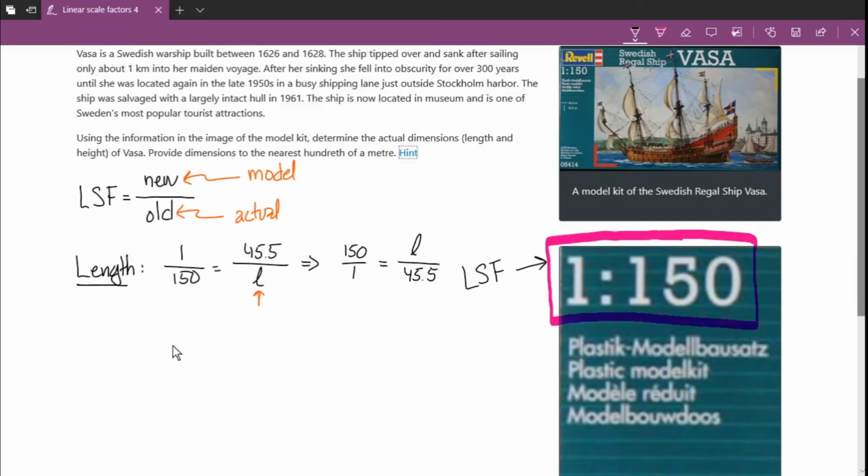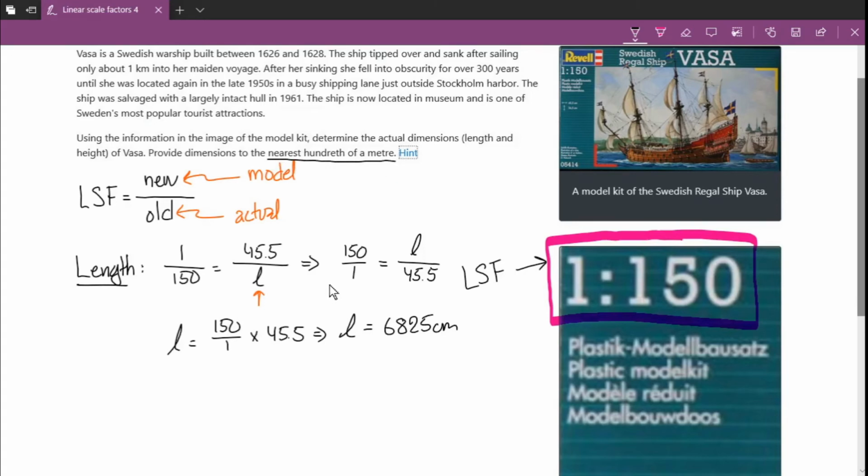Now all that we have to do is multiply both sides by 45.5. So it's going to be 150 divided by 1 times 45.5, and that's going to give us a length of 6,825 centimeters.